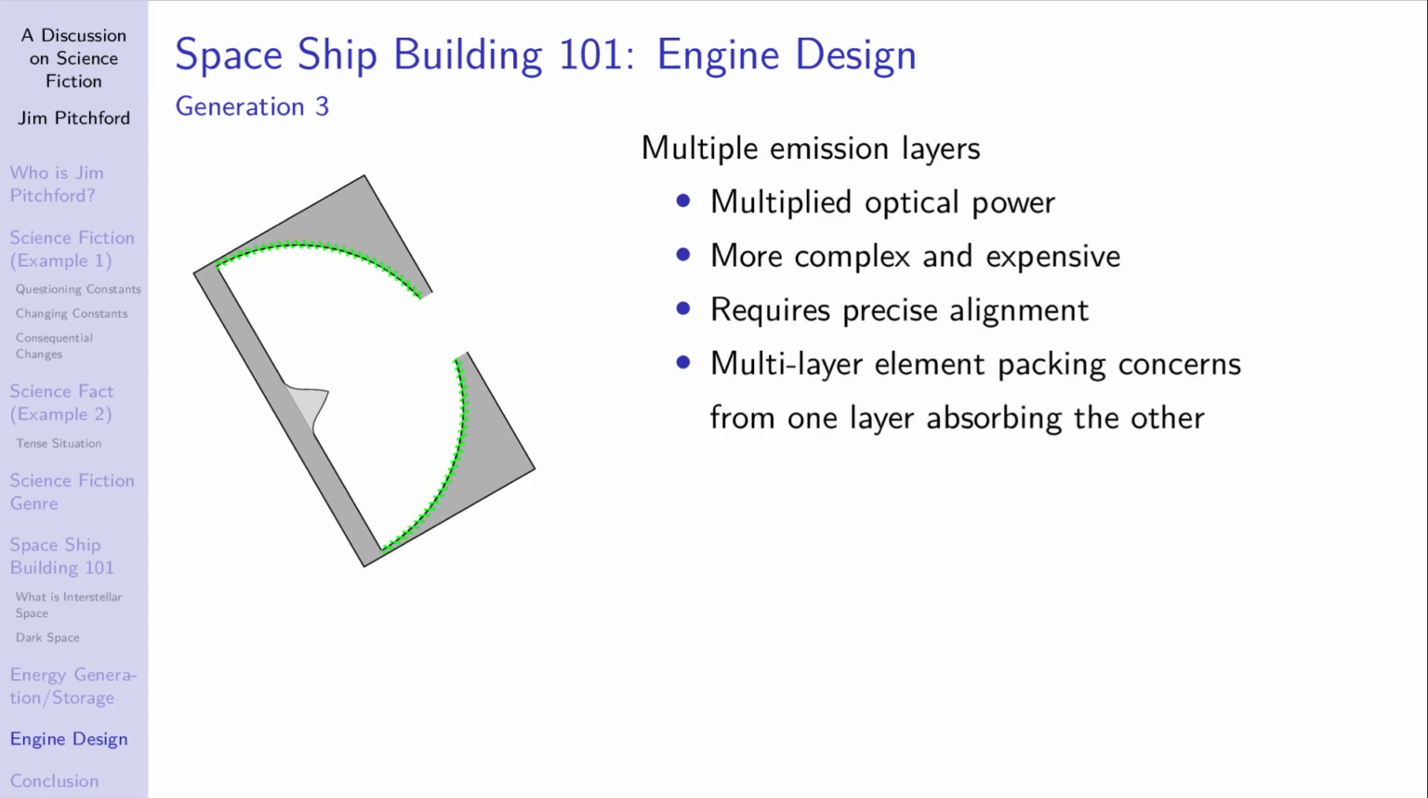Anyway, Generation 3. So this is very much just a step up from Generation 2, where now there are multiple emission layers, which is nice because that multiplies your optical power, multiplies the thrust. But they're much more complex and much more expensive. And you require a very precise alignment of these elements.